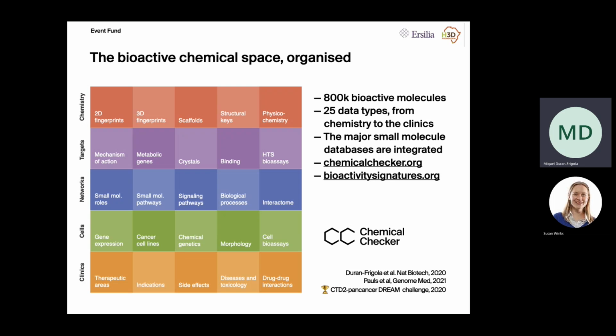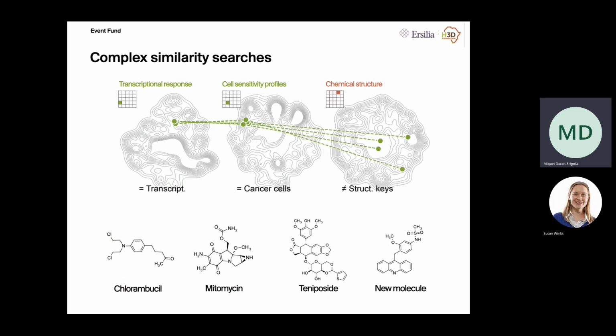And of course, since we published this in 2020, we've been applying the tool in all sorts of methods and applications. This would be one example, and one that we are particularly proud of is this Dream Challenge, which was an open contest to predict kinase activity profiles of small molecules. And just by using the Chemical Checker and very simple machine learning algorithms, we actually won this challenge.